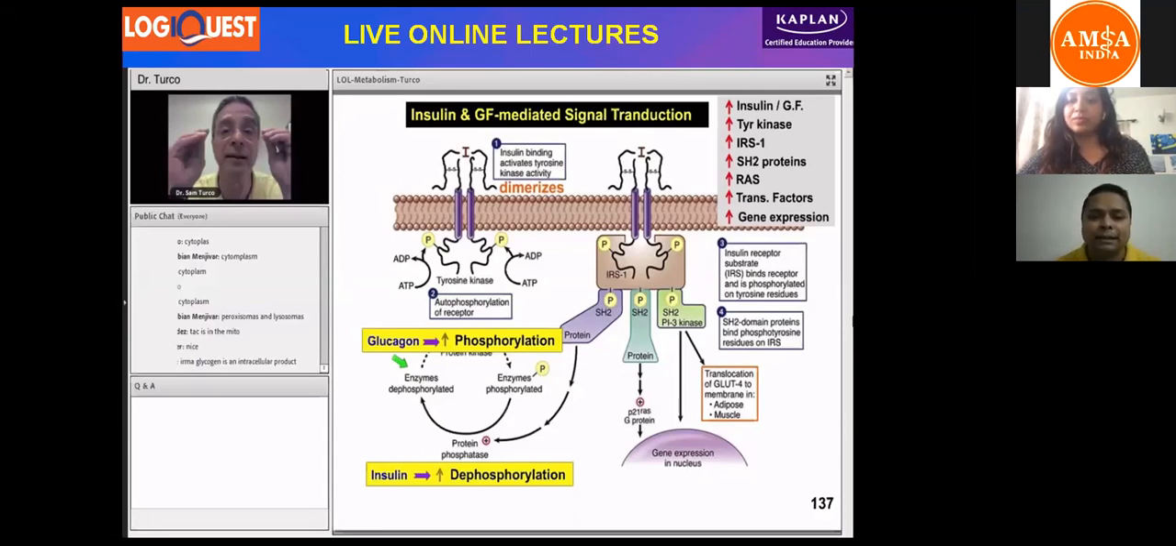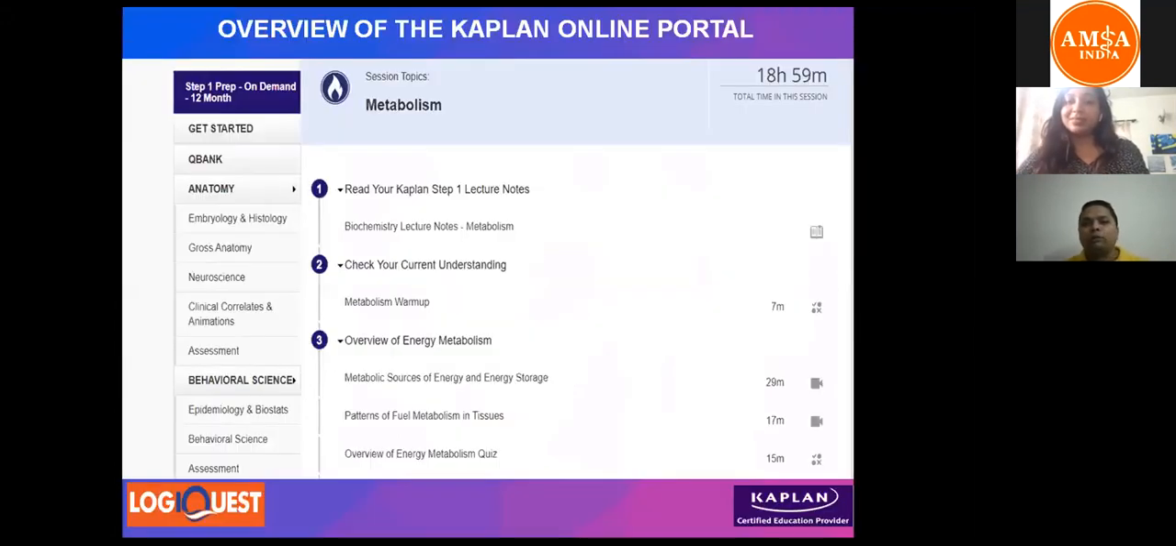All of that definitely does happen in the live online setting that Kaplan has to offer you. This is the overview of the online portal that Kaplan has to offer. On the left-hand side you have QBank. If I'm doing anatomy, under anatomy I've got embryo, histo, gross anat, neuroscience, clinical correlates, and assessment. And on the right-hand side, I've got some video lectures.